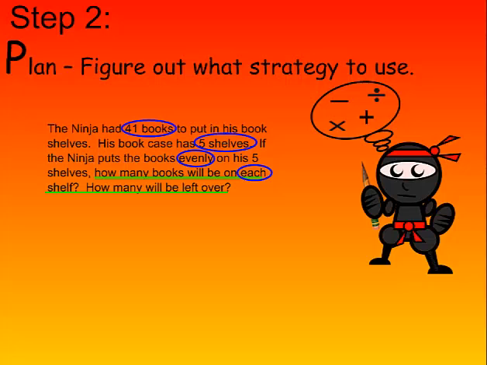Step 2 is to devise a plan. What strategy are we going to use? Are we going to use working backwards? Are we going to use drawing a picture? Are we going to use an operation? There are many strategies you have learned over the years.